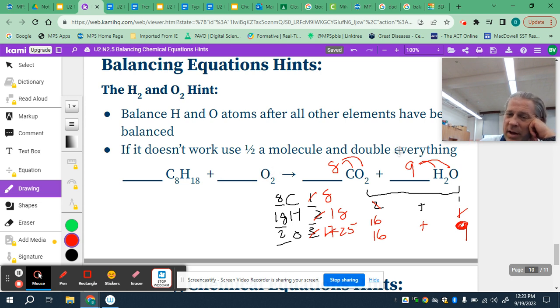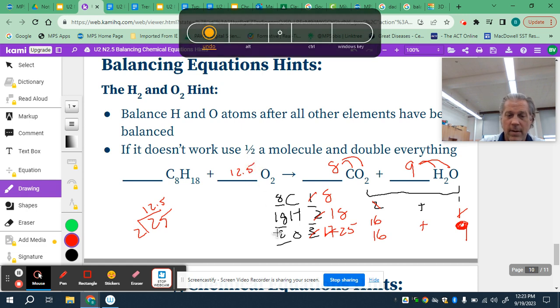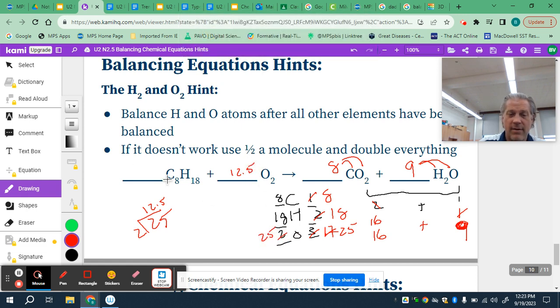So everything is balanced except for my oxygens, and I have this one last oxygen to balance, and it has a 2 behind it. So really it means that whatever the number I'm going to try to balance should be divisible by 2. So I'm going to take my 25 and divide it by 2, and I'm going to get 12.5, which means that if I put 12.5 here, I get 25. So this is technically balanced with 1, 12 and a half, 8, and 9.